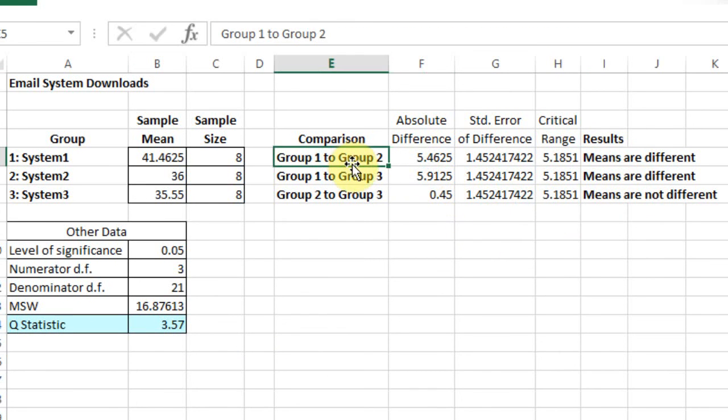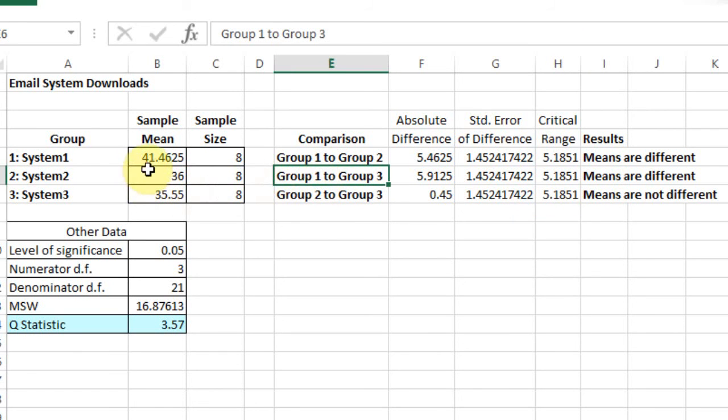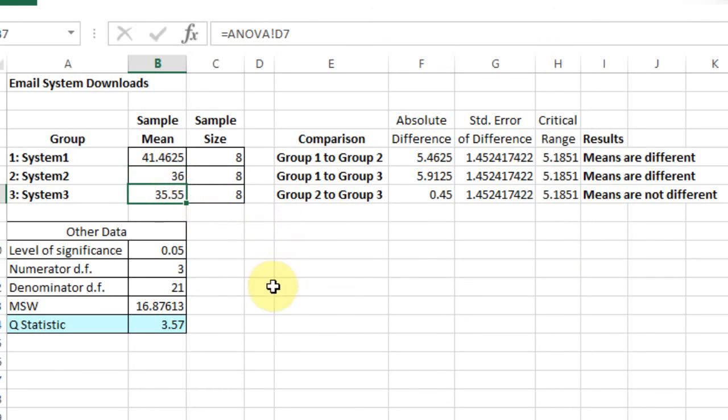And we see that between group 1 and group 2, they're different. Yeah, I believe that. Between group 1 and 3, yeah, I believe that. 2 and 3, however, the means are not different. So we did not see any significant difference between system 2 and 3. And from that, we would conclude that the difference we actually do see is just due to random error.